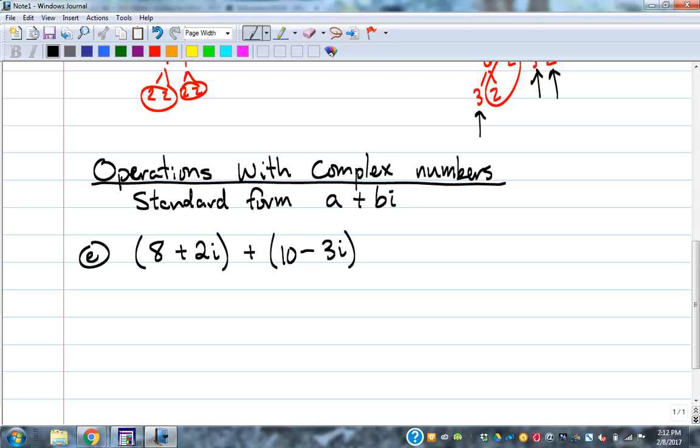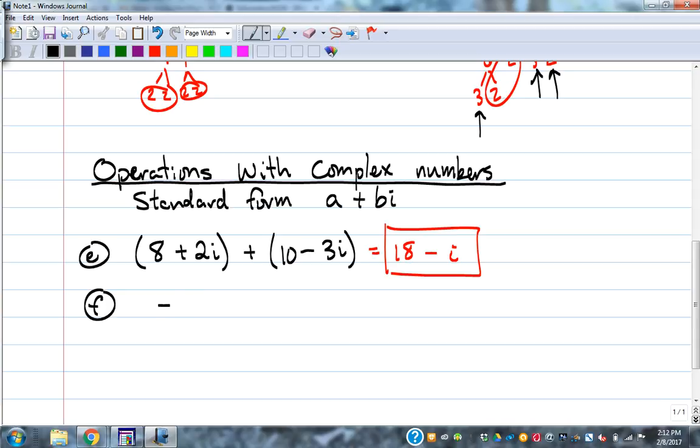10, because they're just plain numbers. So 8 plus 10 would be 18. And then positive 2i plus a negative 3i would be negative 1i, or negative i. And you've added two complex numbers. Not very complicated at all. Very easy.